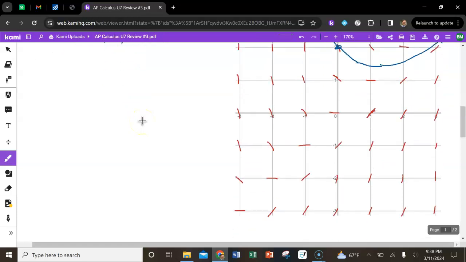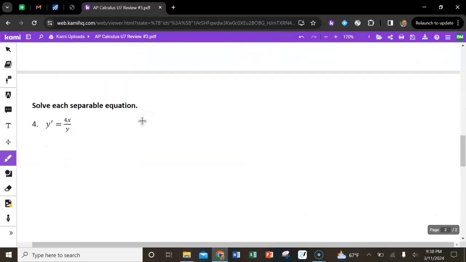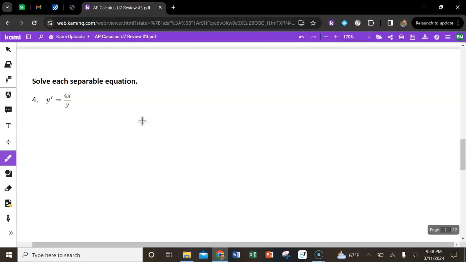All right. The last questions here are to solve separable equations. The first thing you always want to do is, if you have y prime, change that to dy over dx.